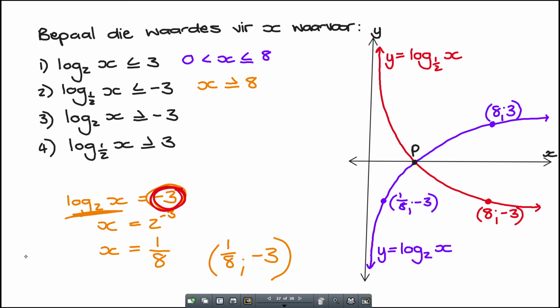Okay, now what does the question say? Where is that graph, the y values, greater than minus 3? So, here's minus 3, greater than beteken boontoe. Nee, can you guys see that line or not? Van hier af, op soontoe. Nee. Okay, now the question says, for which values of x? En dis hoekom ons daai x waarde nodig het. So, x must be greater than 1 over 8.